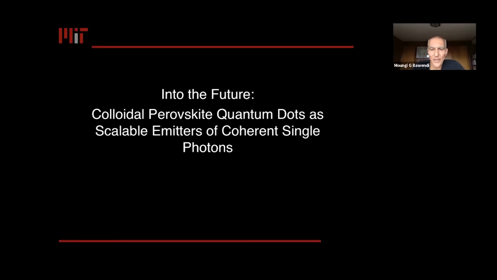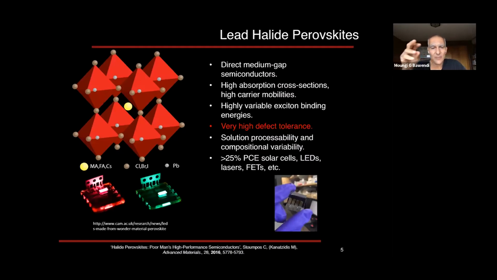Okay, so that was the past. In the last few years, we've been working on a new kind of quantum dot made out of perovskite materials. And these are really interesting materials, as you may know, because they've been especially interesting in the solar cell area. They have better than 25% power conversion efficiency, which is getting close to silicon. They're highly defect tolerant, so you can put defects in there, but nevertheless, they still manage to transport electrons and holes quite well.